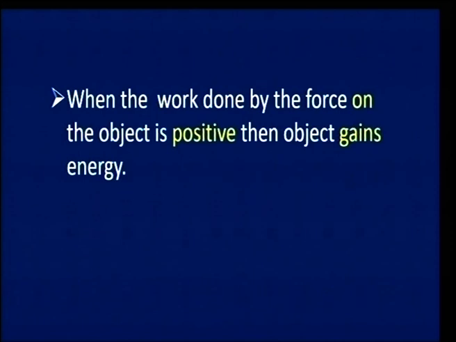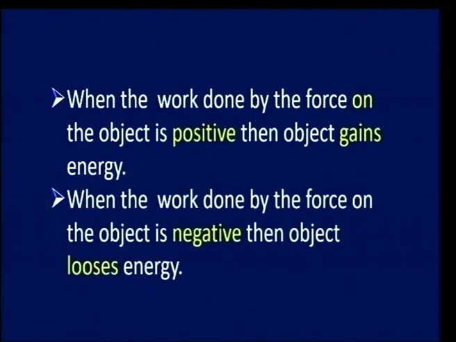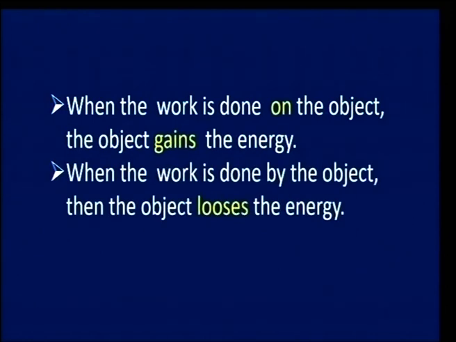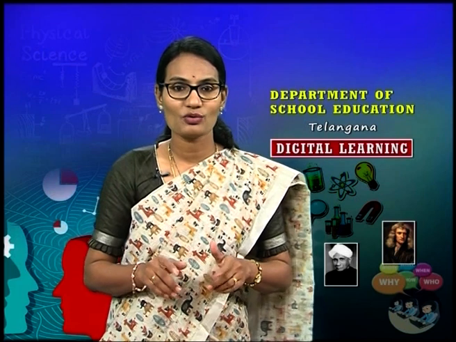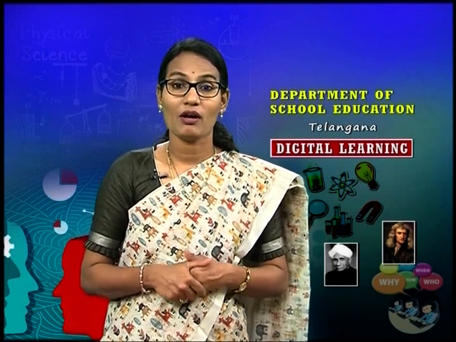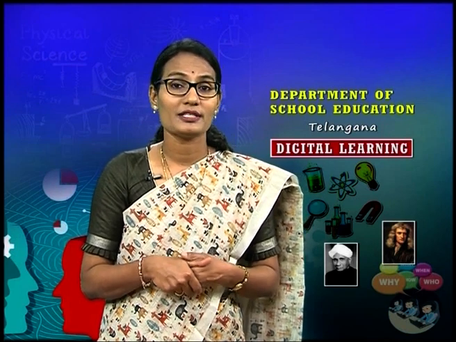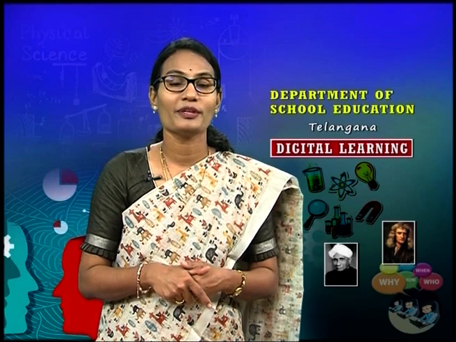So observe here. When the work done by the force on the object is positive, then the object gains energy. When the work done by the force on the object is negative, then the object loses energy. When work is done on the object, it gains energy. When work is done by the object, then the object loses energy. So it is very important, children. Note down these 2 points. When work is done on the object, it gains energy. When work is done by the object, the object loses energy.